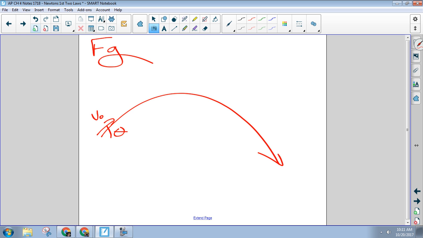So here's the ball at the top of the path. What's the only force on it? Gravity. Or, what's the only force on it? Weight. They're the same thing, right? The problem tells you the weight. What is it? 1.5 newtons. There's your answer.